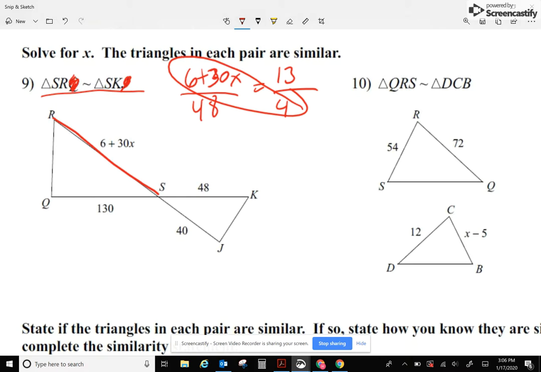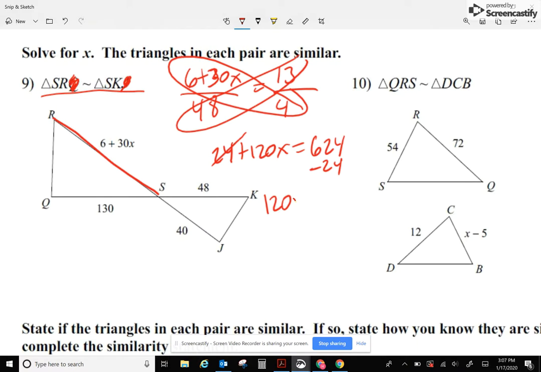When I cross multiplied, I'm going to have 24 plus 120x, because I multiply the 4 to the 6 and 4 times 30. Now 48 times 13 is equal to 624. Let me subtract 24. I have 120x equals 600. Let me divide each by 120. And we get that x is equal to 5.